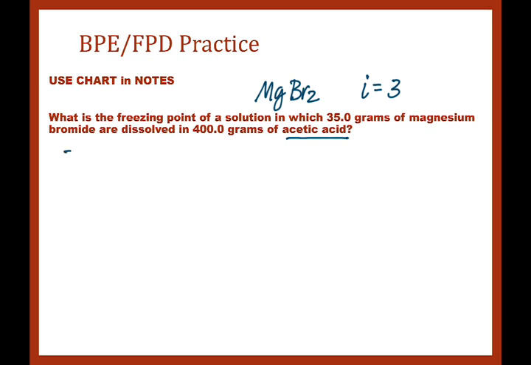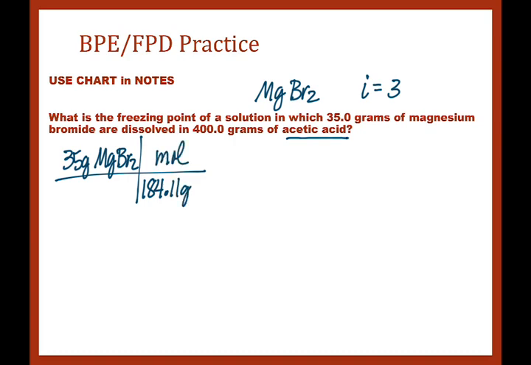Okay, so I've got 35 grams of magnesium bromide. I need to divide by the molar mass, which is 184.11. And then I need to divide by the kilograms of solvent, which is 0.4. And so I get a molality of 0.475 little m.